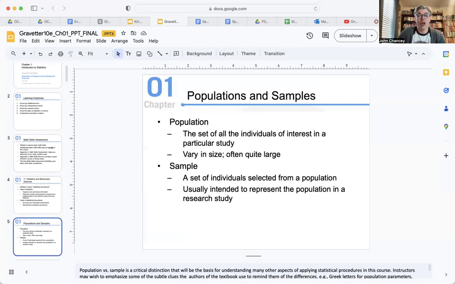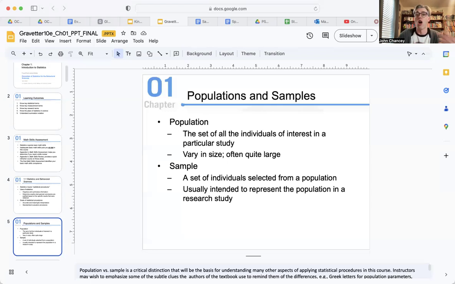Okay, so some key terms that are really important for understanding statistics are the difference between populations and samples. A population is everybody who belongs to a particular group. If we're interested in a particular group to study, the population is everybody who belongs to that group. They tend to vary in size, of course, but often when we're talking about a population, we're talking about a group that's usually pretty large.